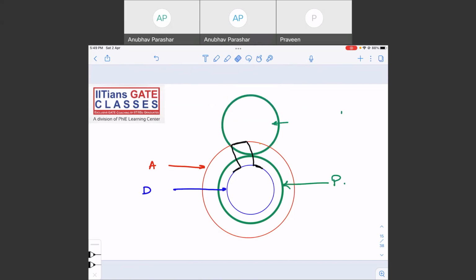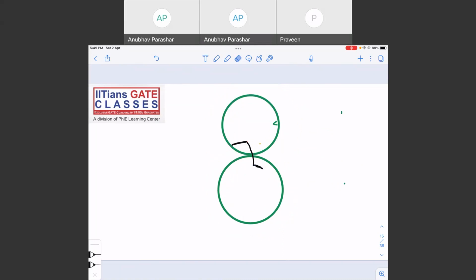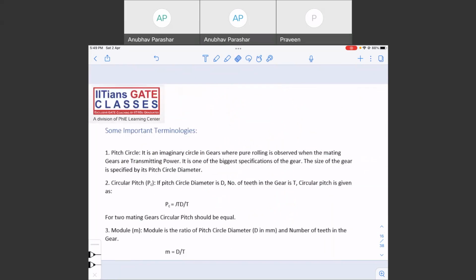The rolling motion is taking place at the pitch circle. The pitch circle is an imaginary circle in a gear where pure rolling is observed when the mating gears are transmitting power. It is one of the biggest specifications of the gear, and in fact the size of the gear is specified by its pitch circle diameter.